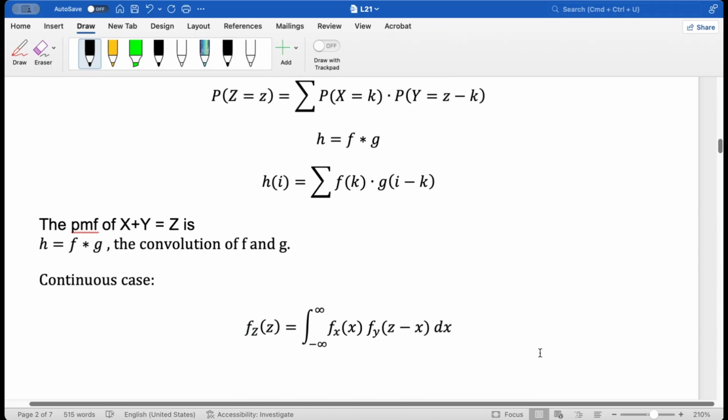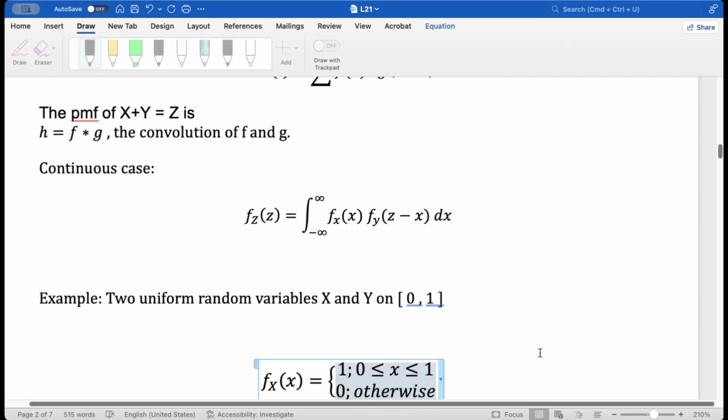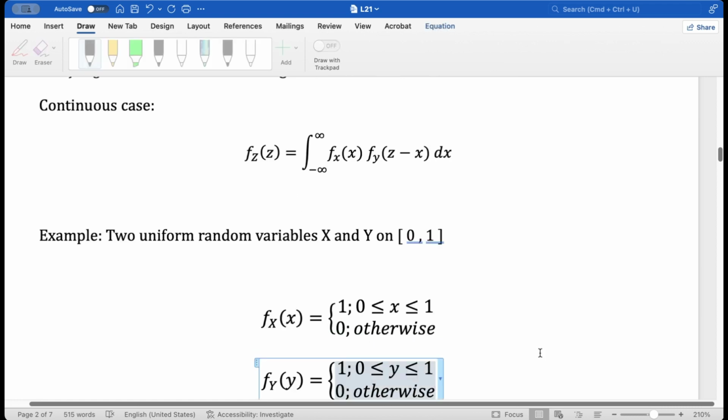In the continuous case, it's essentially the same exact thing, except we're integrating. It's the same kind of product situation, working with the density of x, density of y, to arrive at the density of z, which is the sum. And again, it's the convolution. All right, we'll look at an example here.